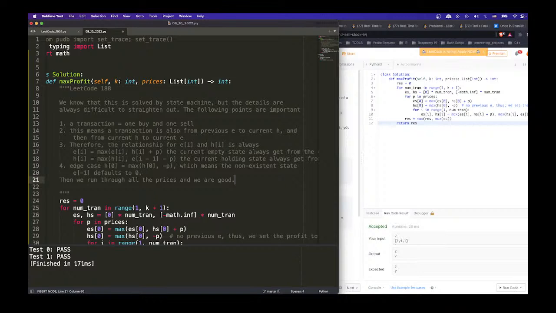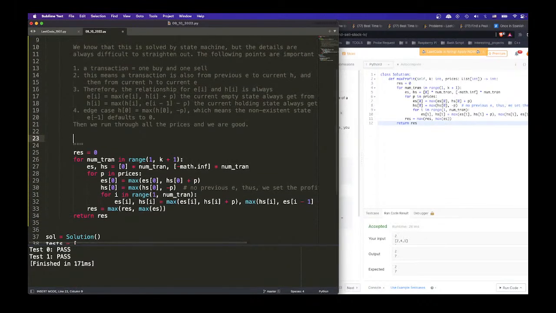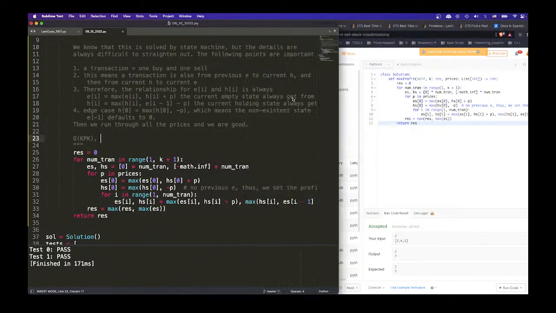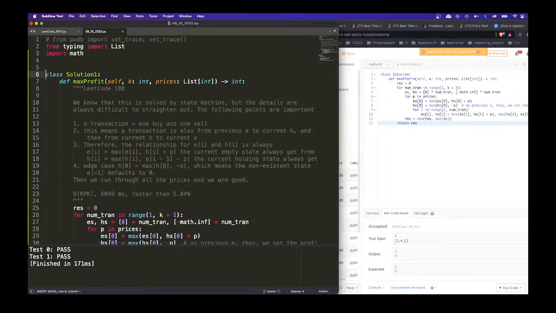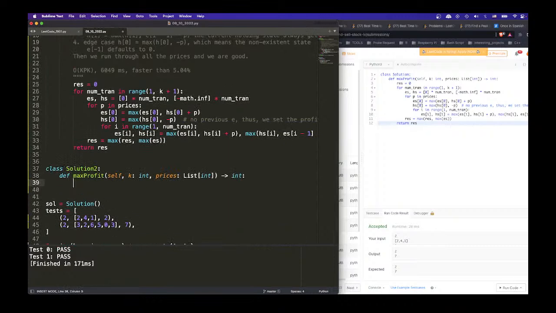Okay, now this one is slow, because if you see, this is O(PK). So very slow. Let's do a faster one. So this is O(KP), I believe, from my solution 10 months ago. So what is this solution?